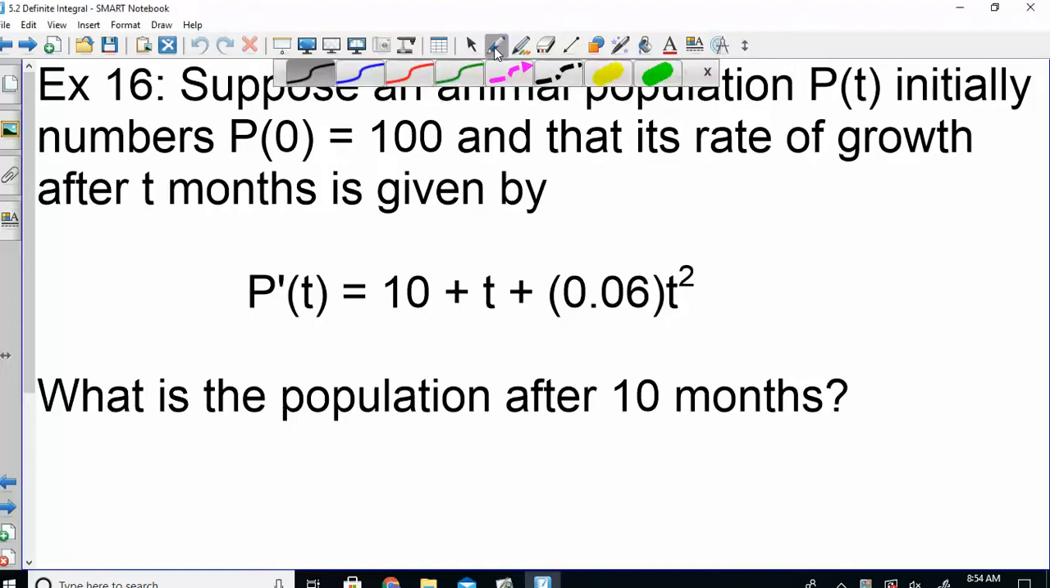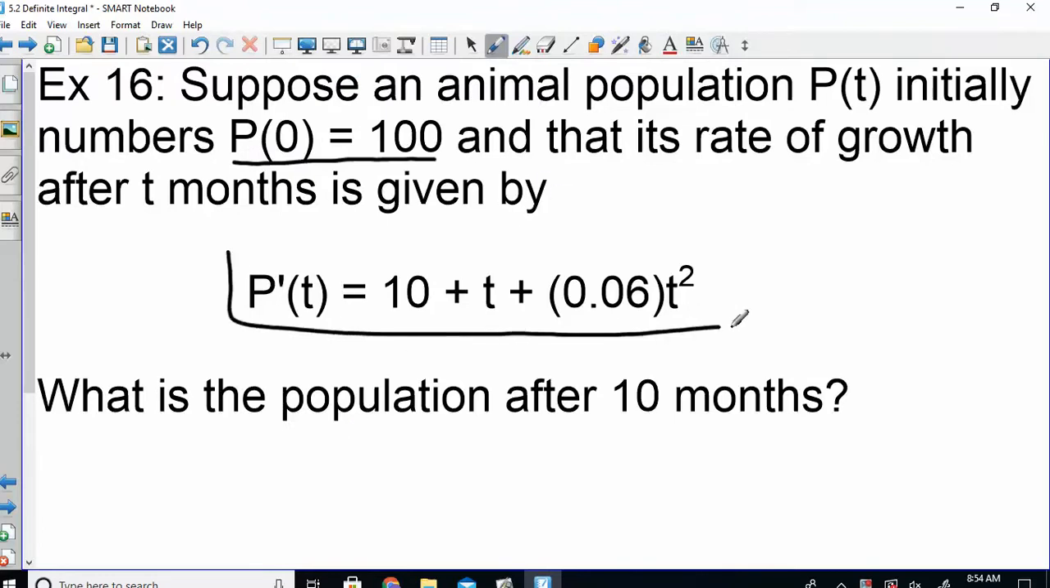So initially, at time 0, there were 100 members in the population, and its rate of growth is given by this equation. We know a rate of change is a derivative, so that's my p prime, that's my derivative. I want the actual population after 10 months. So we have how the population is changing, but we have to find the actual population. So we have p prime.